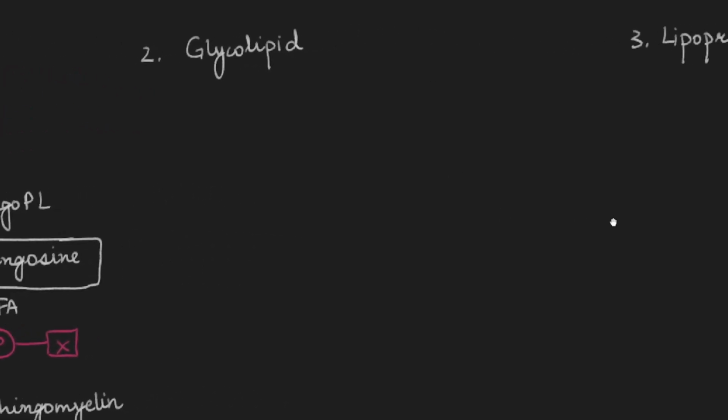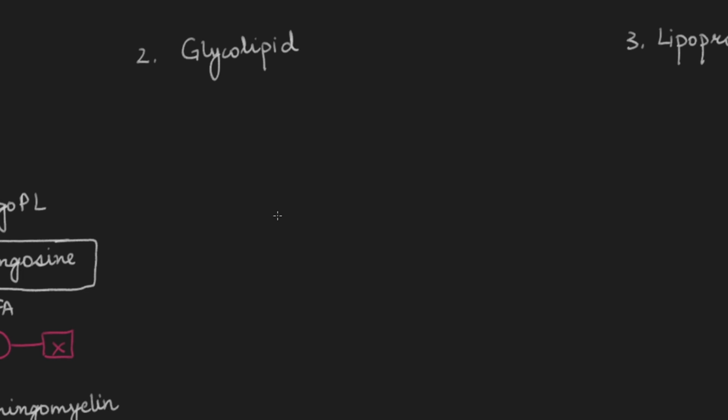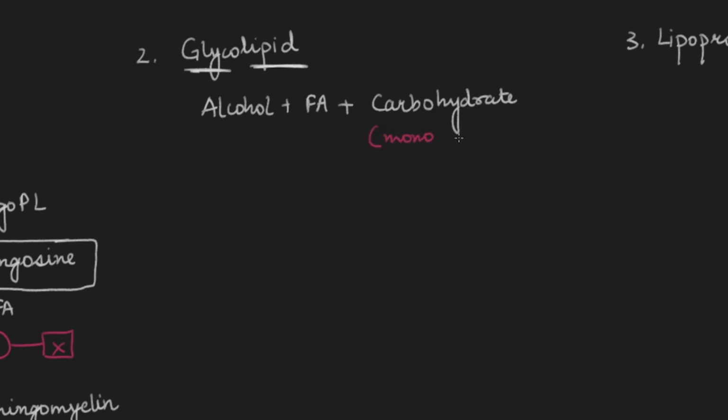The second type of conjugate lipid or complex lipid or compound lipid is glycolipid. Glycolipid will have a lipid molecule, which means there will be alcohol, there will be fatty acid, and to this will be carbohydrate attachment. This carbohydrate can be monocarbohydrate, monosaccharide, disaccharide, or oligosaccharide.